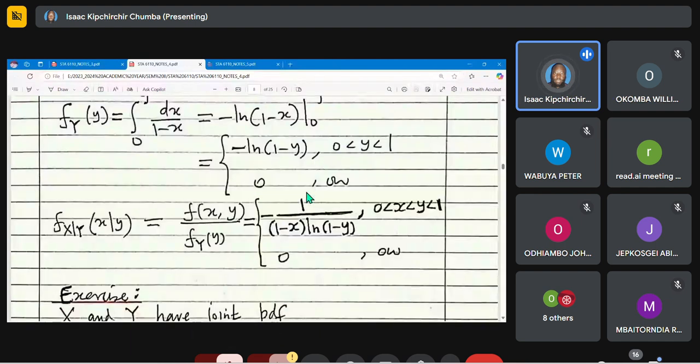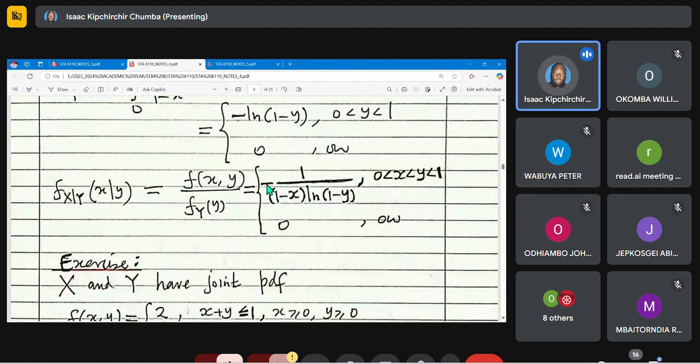All right. So remember, the minus sign you see here does not mean that it's negative. Remember, the values of y lie in the interval 0, 1. So the logarithm will be negative.